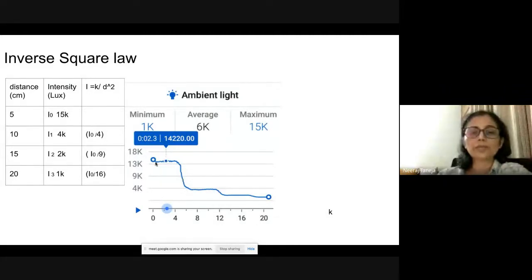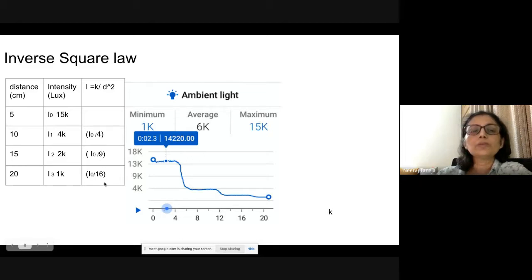So it's like, this is the time axis. For the time when I kept the phone at the 5 centimeter mark, this was the intensity. It was almost constant. You can see some shaking here. Maybe that is where my hand was shaky, or I couldn't keep it very still. But we can devise some method where the phone is not able to move. Then when I increased the distance to 10 centimeter, the intensity decreased to almost 4 kilolux. And similarly, after that, this was the pattern which was seen.